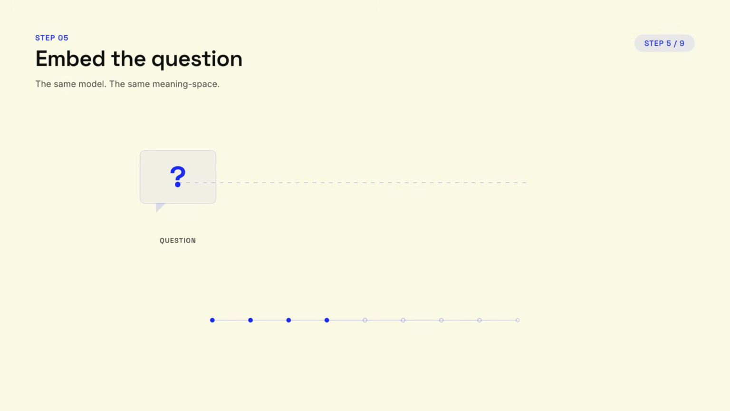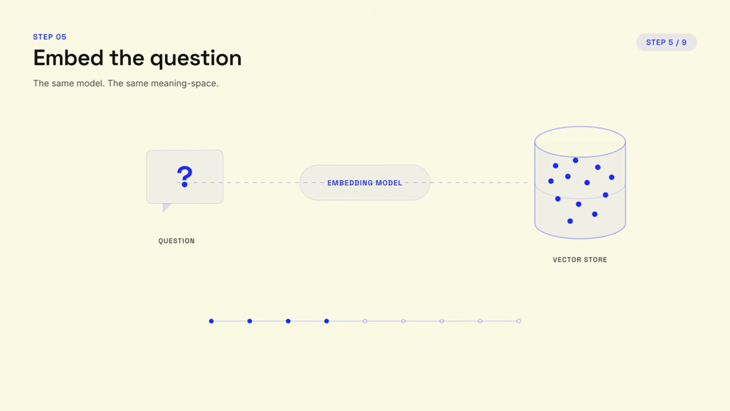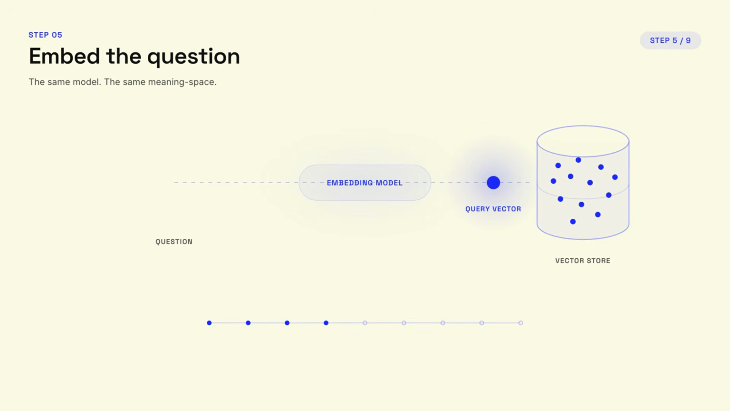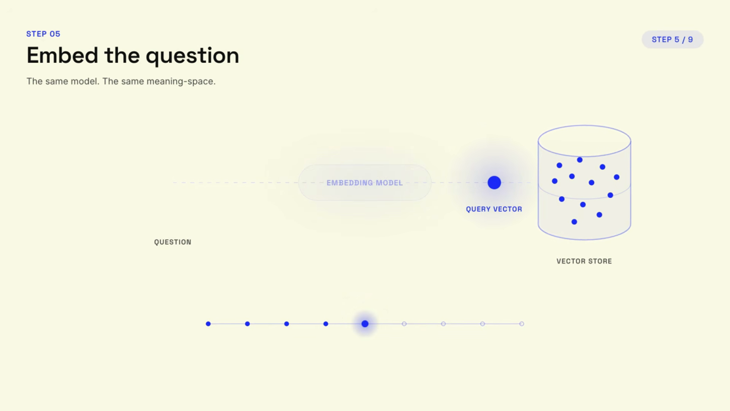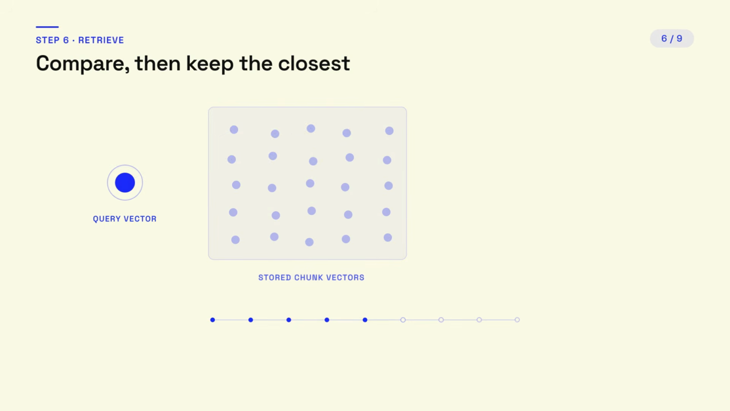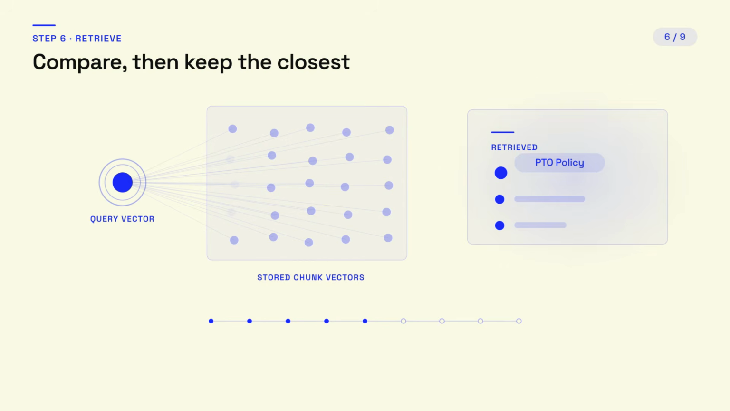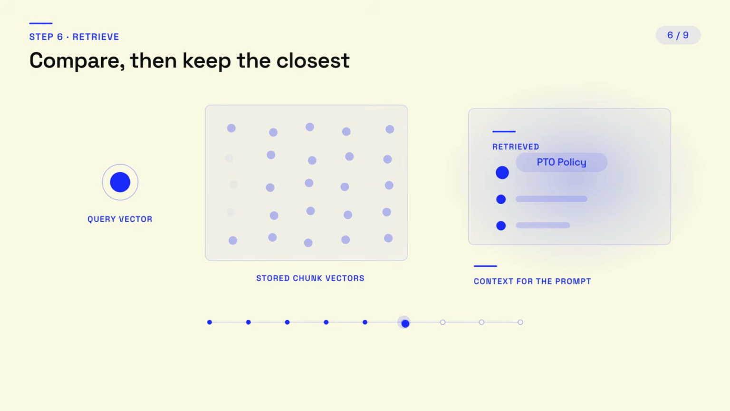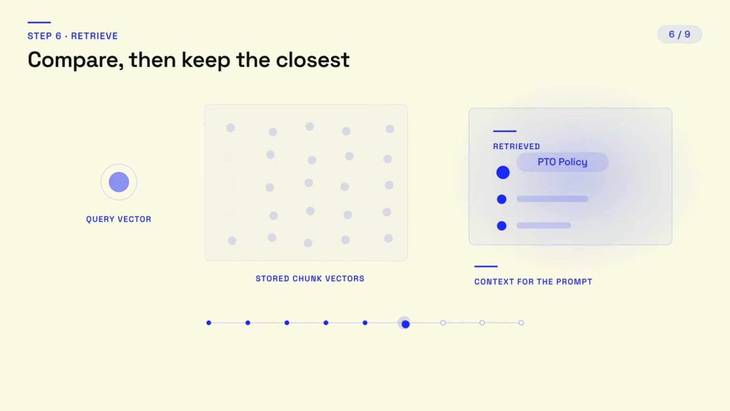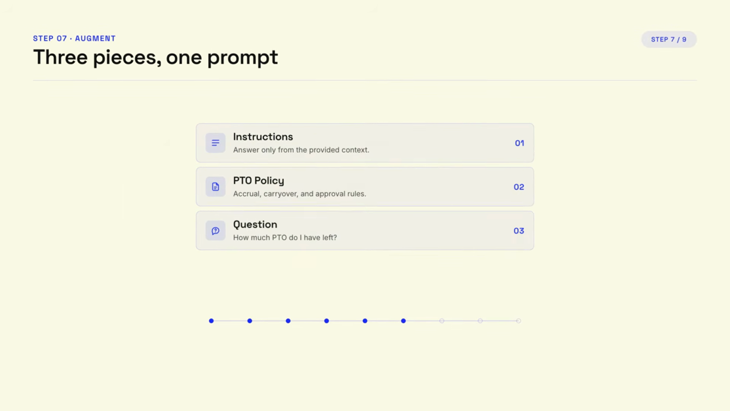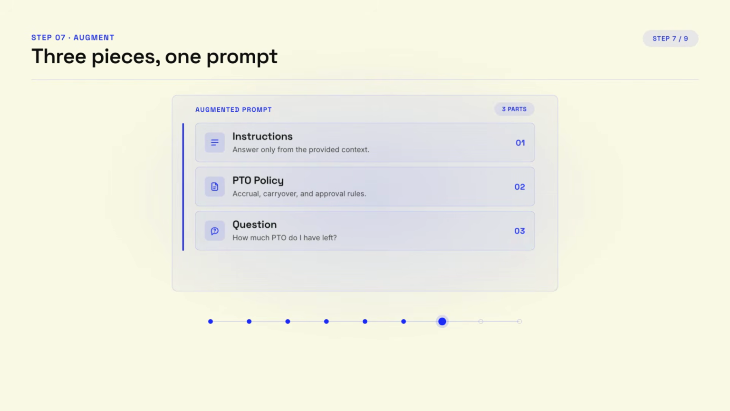Now say an employee actually asks, "How do I request PTO?" Step 5, you run that question through the exact same embedding model, turning it into a vector too. Step 6, the database compares that question vector against every chunk vector and returns the handful closest in meaning. In this case, your actual PTO policy page. That's your retrieved context.